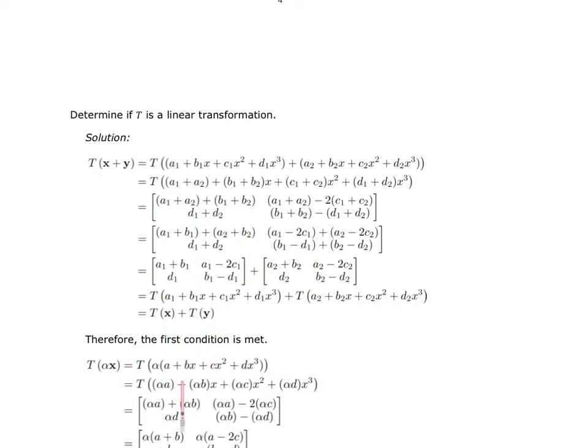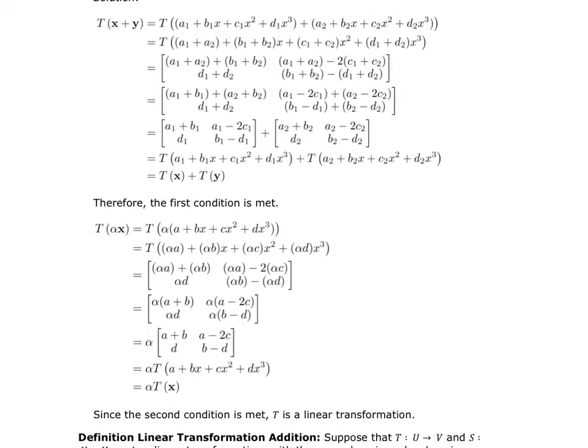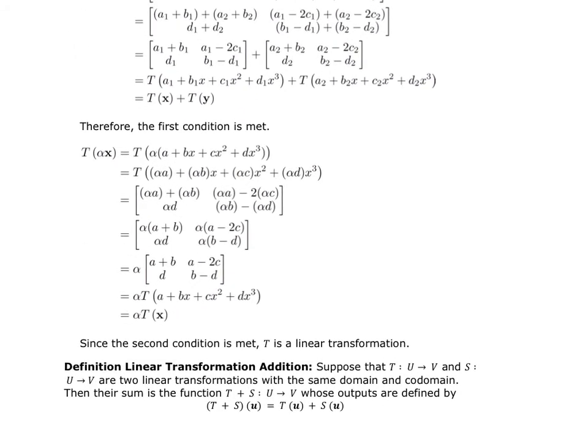I'm going to check to see if it holds for the second condition. I have some alpha, and again, my x is going to be a, b, c, and d. I don't have to subscript this, because I'm only working with one vector. Up here I had two vectors, so I did have to work with the two vectors. And you can see that this is also going to hold for the multiplication by the scalar. So this is a linear transformation.